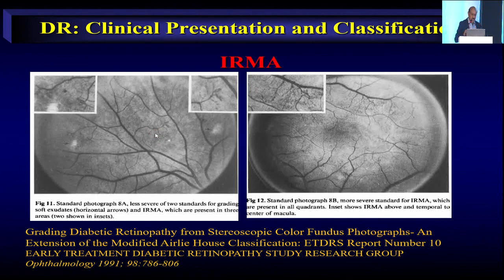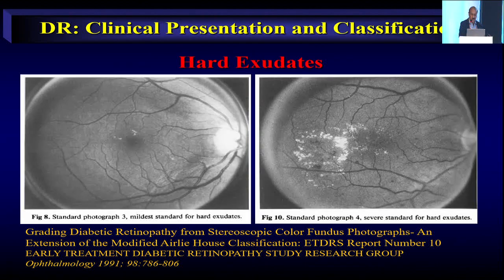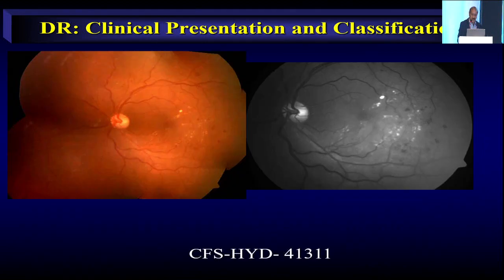Intraretinal microvascular abnormalities similarly have been classified as mild, moderate, and severe. Hard exudates have also been classified as early and more severe hard exudates. Here you can see the hard exudates in this picture.